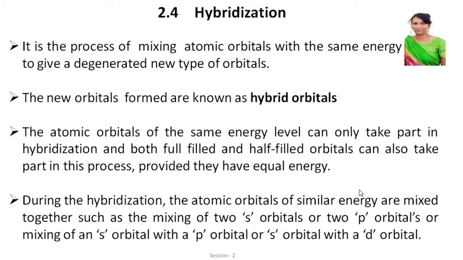During hybridization, atomic orbitals of similar energy are mixed together, such as mixing of two s orbitals to p orbitals, or mixing up of s orbital and p orbital with n value same, or s orbital and d orbital with n value should be same. Okay, so that is called as hybridization.